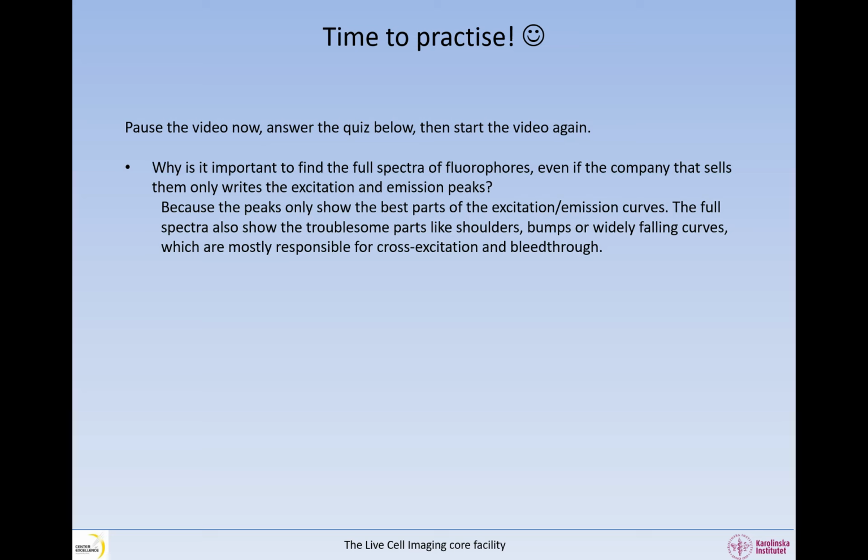The reason why it's important to work with the full spectra is because the peaks only show the best parts of the excitation and emission curves. The full spectra also show all the troublesome parts like shoulders, bumps, and widely falling curves, which are mostly responsible for cross-excitation and bleed-through. So it is not possible to evaluate cross-excitation and bleed-through without the full spectra.